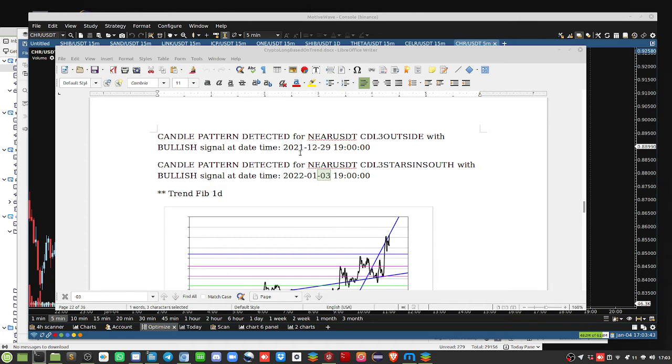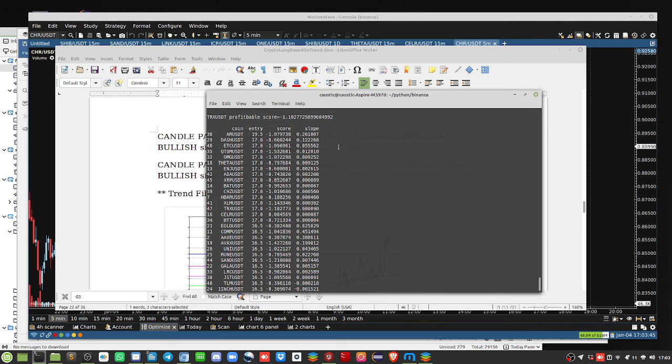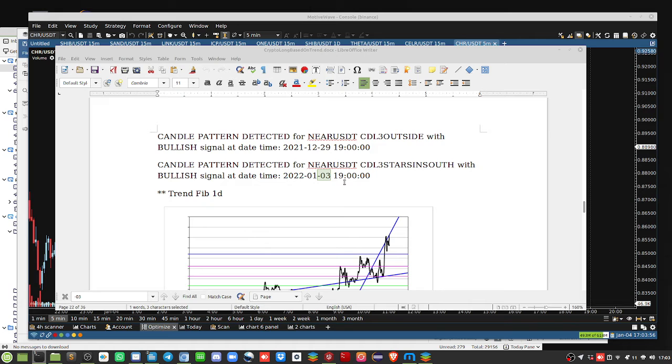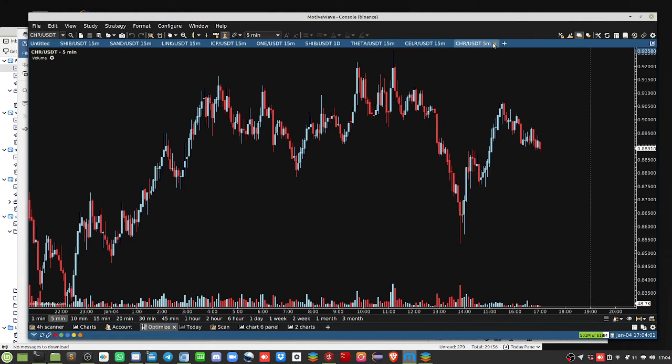So we have Near. Here's the problem with Near right now. Near performs really well, but look at Near right here. Near is all negative, so there's definitely a sell signal here. This one has a bullish signal on Near, but let's look at the chart.